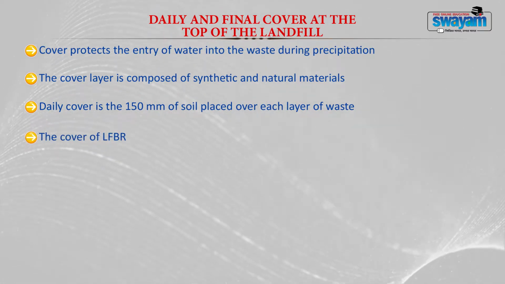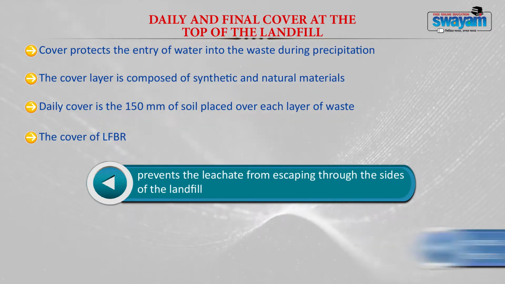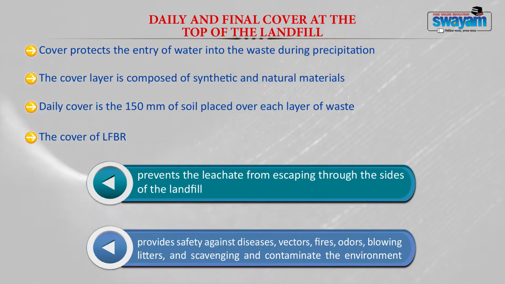Now, the cover generally prevents the leachate from escaping through the sides of the landfill, and it therefore provides a lot of safety against certain diseases, vectors, fire, blowing litter, and scavenging, and it protects the environment also. Now, agricultural waste, sludge, worn out geotextiles and compost can act as alternate covers. When you add materials like agricultural residue or compost, they also get degraded along with the waste material.